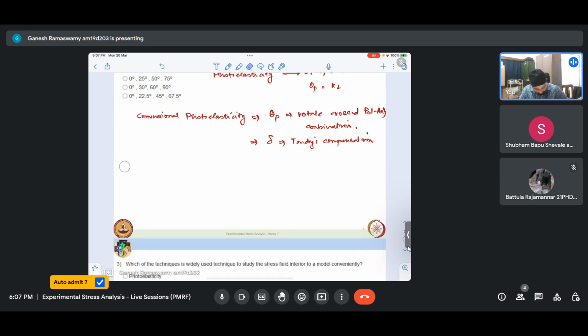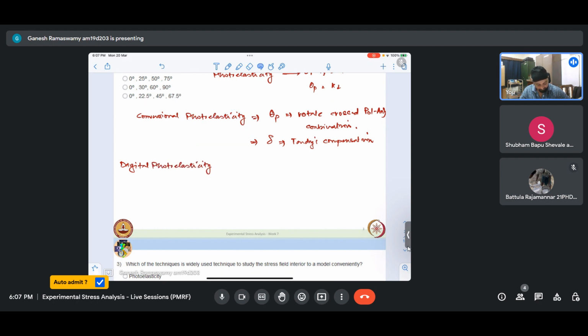Now when we go to digital photoelasticity, we are replacing our human eye with a digital camera, and we are doing image processing with CCD acquired images so as to get isoclinics and isochromatics at all the points in our domain. So this is photoelasticity.